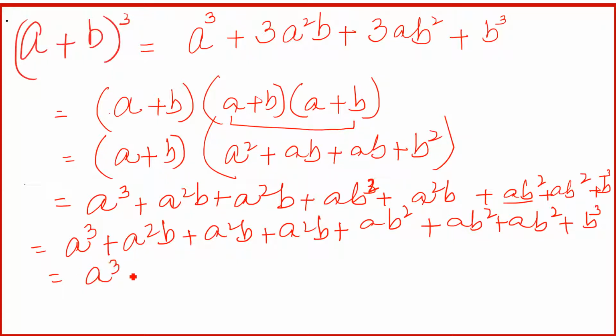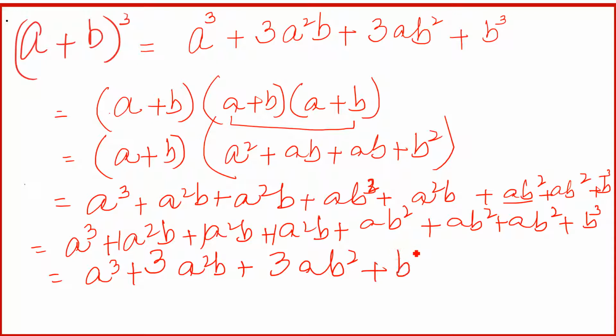So a cube plus, if we do not have any coefficient it means 1, 3 times we have a square b, 3 times we have ab square, and then b cube. So this is the proof. Whatever I told you, that (a plus b) whole cube is equal to this, we have proved it here. It means whatever you have here, you have 3 times. Just multiply, you will get the same answer. So we will do some factorization based on (a plus b) whole cube.